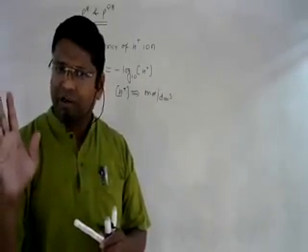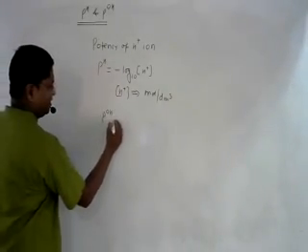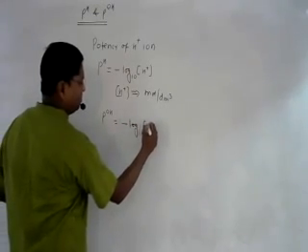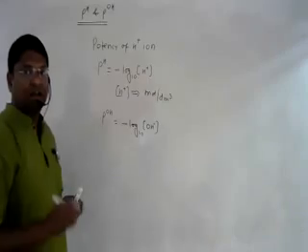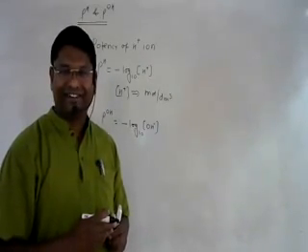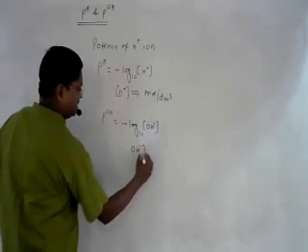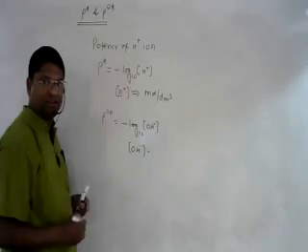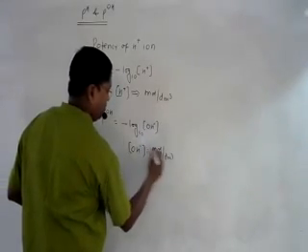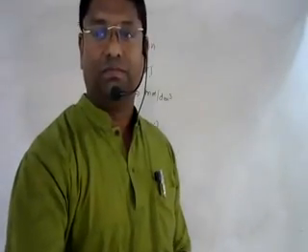Same is the definition of pOH. This is negative logarithm to the base 10 of hydroxyl ion concentration. And this hydroxyl ion concentration must be in moles per dm cube.